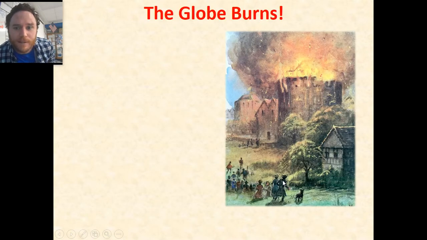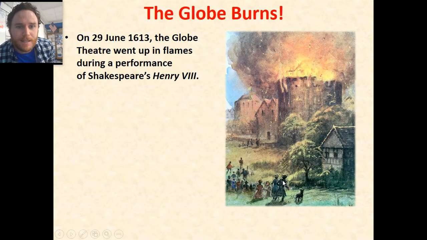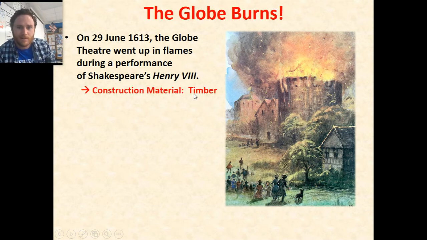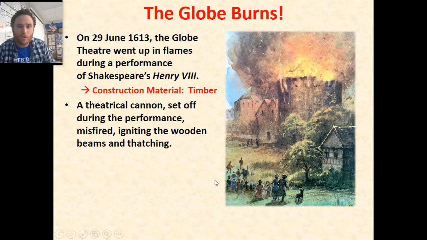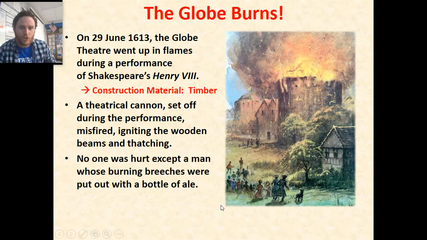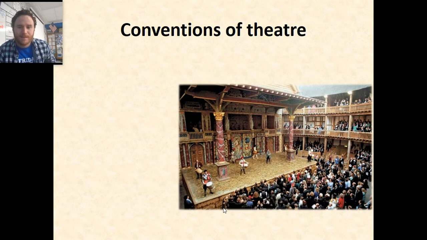The wood material that they used, it burned in 1613 during Henry VIII, a Shakespearean play. The construction material was that timber wood. A theatrical cannon they used was set off, but it misfired, igniting the wooden beams and thatchings below it. No one was hurt except a man whose burning breeches were put out with a bottle of ale.